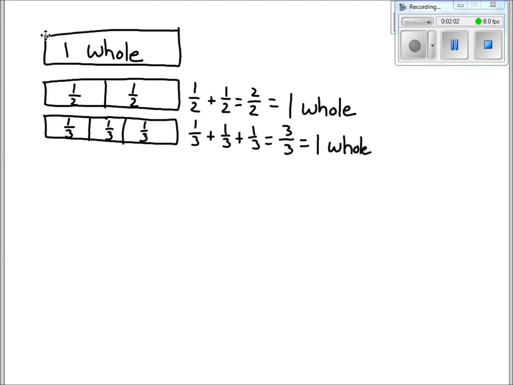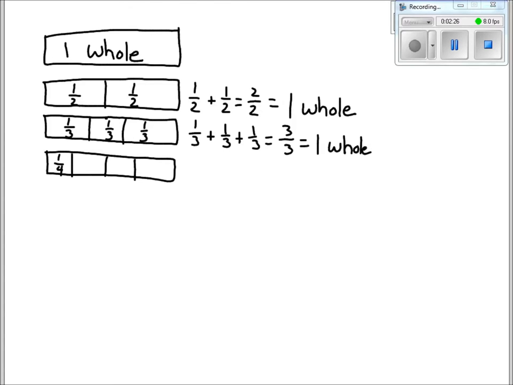So I bet you know what fraction is coming next. Let's draw our whole first, our entire candy bar, and we'll divide it up. Let's divide this one up into fourths. So we'll find the middle and draw our middle line, and then we can divide each half in half. And now, of course, we need to label.